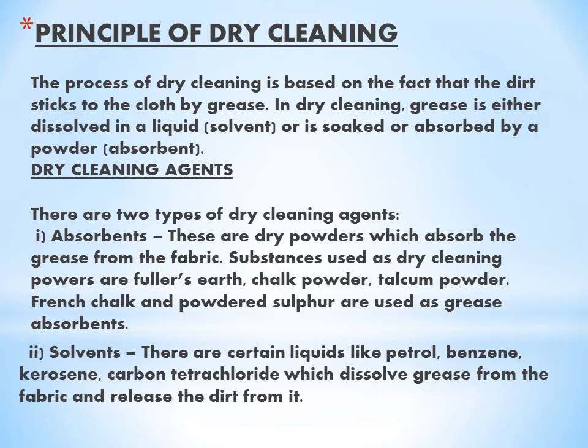There are two dry cleaning agents, solvents and absorbents. So we'll discuss both of them. Absorbents are dry powders which absorb the grease from the fabric. Substances used as dry cleaning powders are fuller's earth, chalk powder, talcum powder, French chalk and powdered sulfur. These are used as absorbents. They absorb the grease.